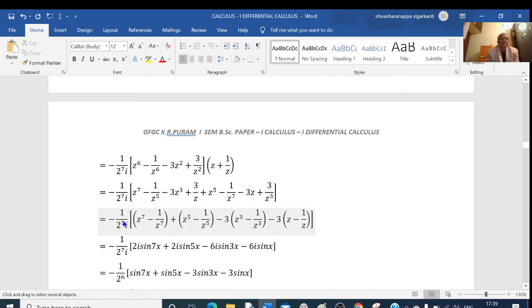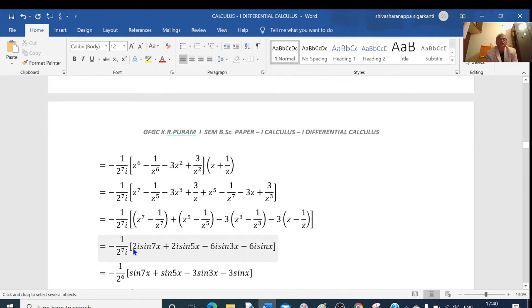Now this is equal to minus 1 by 2 to the power of 7 into i. This can be written as 2i sin 7x. Okay, plus this can be written as 2i sin 5x, minus 3 into this, which can be written as 2i sin 3x. So that is 6i sin 3x, minus 3 into this, which can be written as 2i sin x. So this becomes 6i sin x.